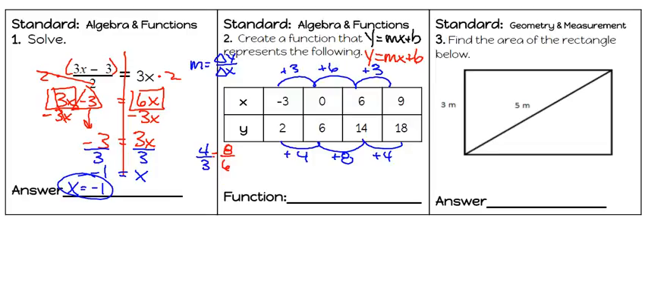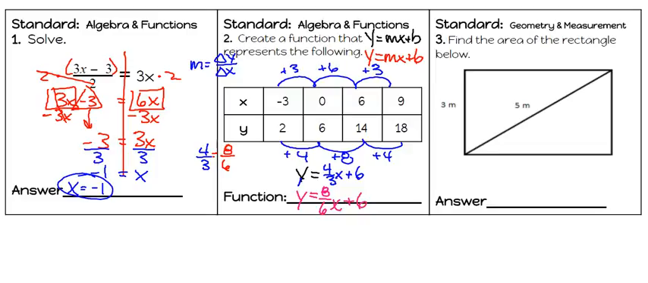So our function would then be y equals 4 over 3x plus 6. Or it could very well be y equals 8 over 6x plus 6.